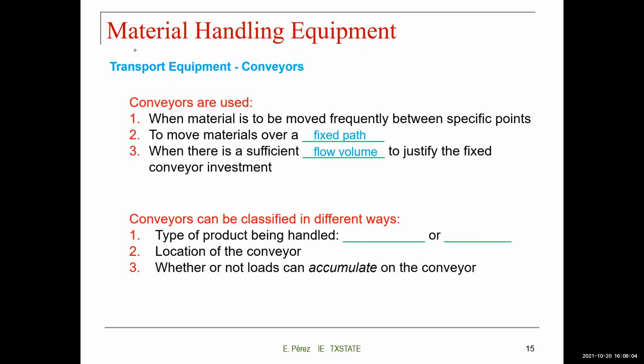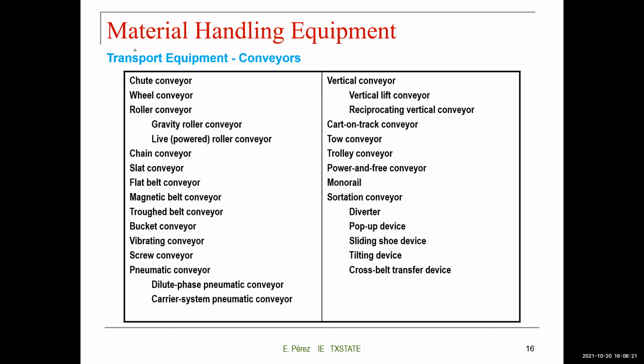Conveyors can be classified in different ways: based on the type of product being handled, whether it's a unit load or a bulk load, the location of the conveyor, and whether or not loads can accumulate on the conveyor. So here's a list of different types of conveyors. As you can see, it's very, very long. We're going to show pictures of some of them and compare them on the next slides.